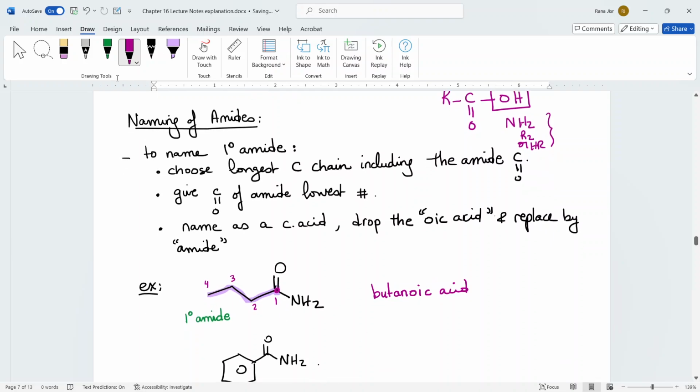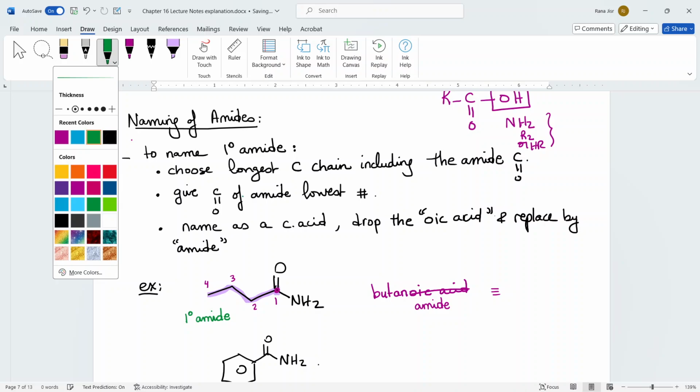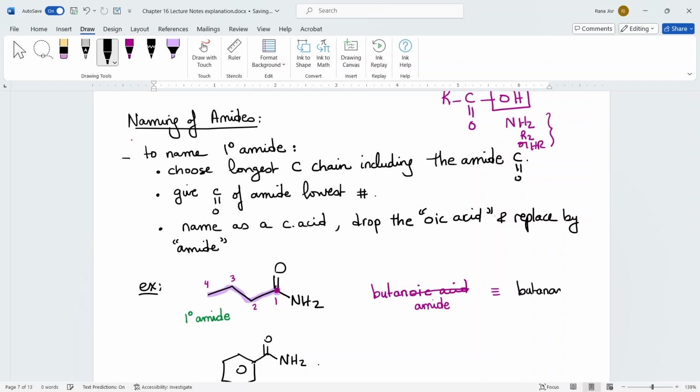And then we're going to drop the oic acid out. Take it out, and we're going to replace it with amide. So the name in this case is going to be butanamide. Now, if I'm working with a primary amide, I don't have to put the 1, so please skip the 1 in there, and that is going to be butanamide. This means that the amide is on carbon number 1. Now that butane includes the carbon of the carbonyl, because we are choosing the longest carbon chain.